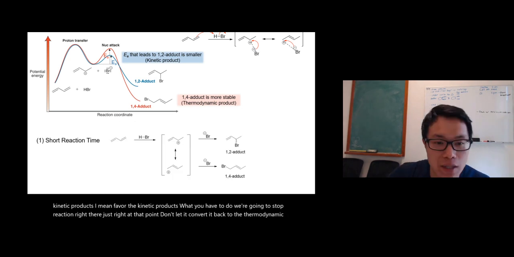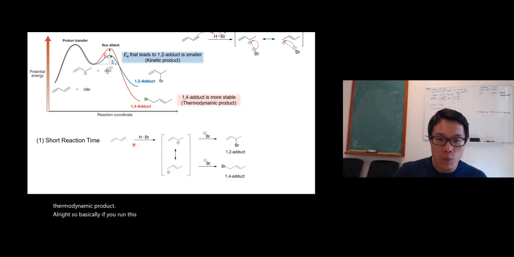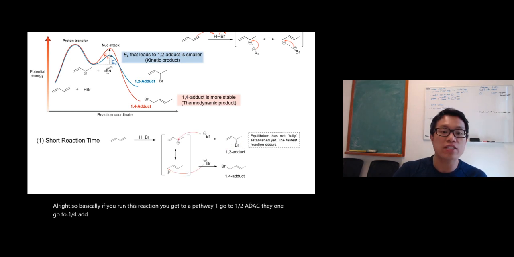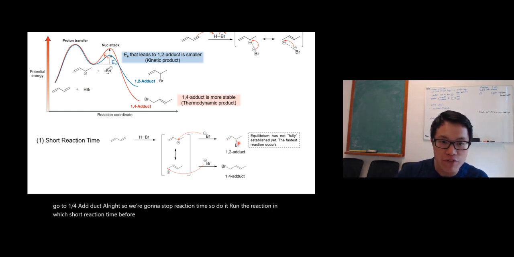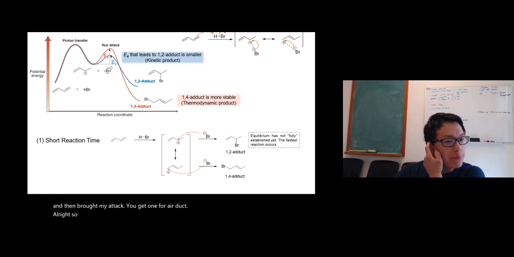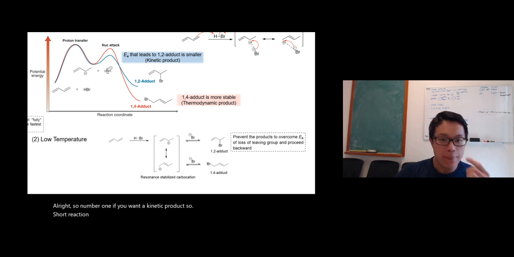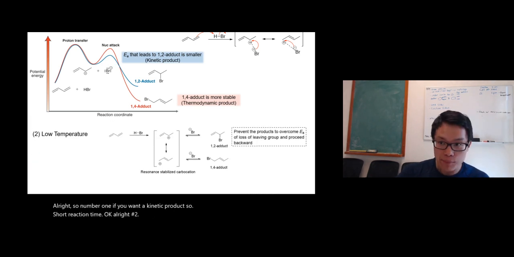All right. So basically, if you run this reaction, you get two pathways. One goes to the 1,2 adduct, the other goes to the 1,4 adduct. So we're going to stop the reaction time. Run the reaction with a short reaction time, before the 1,2 adduct gets converted back to the carbocation and then bromide attacks to give the 1,4 adduct. So number one, if you want a kinetic product, use a short reaction time. Number two, low temperature.